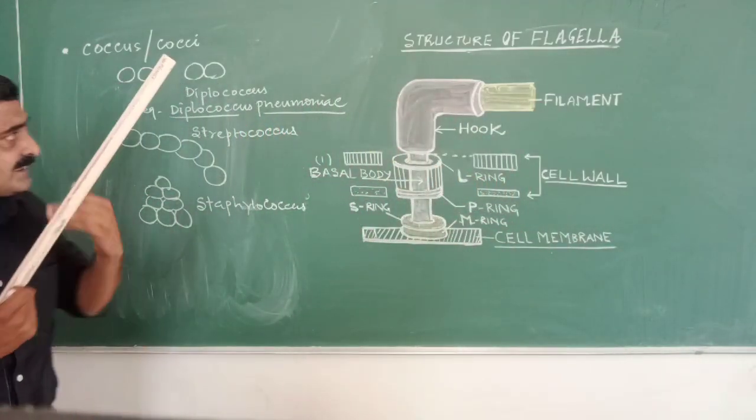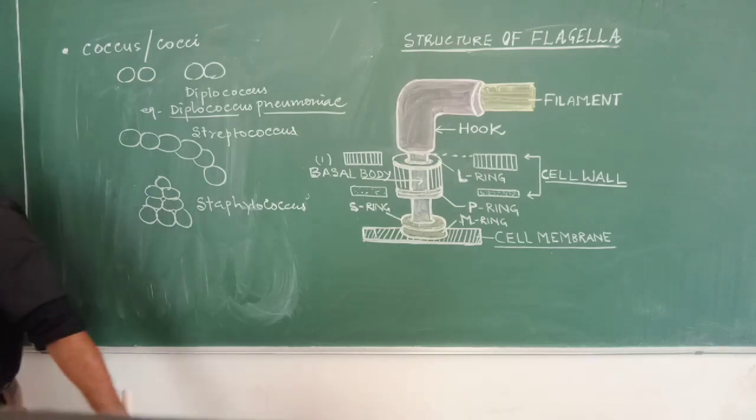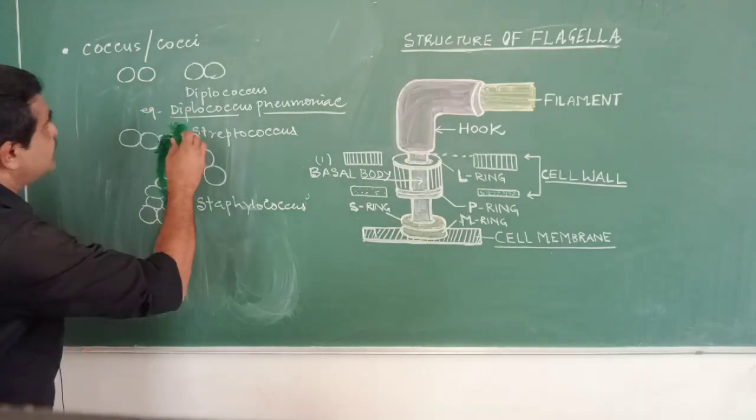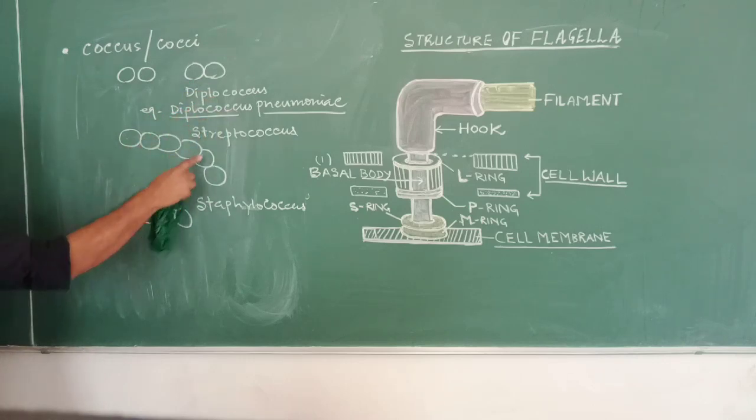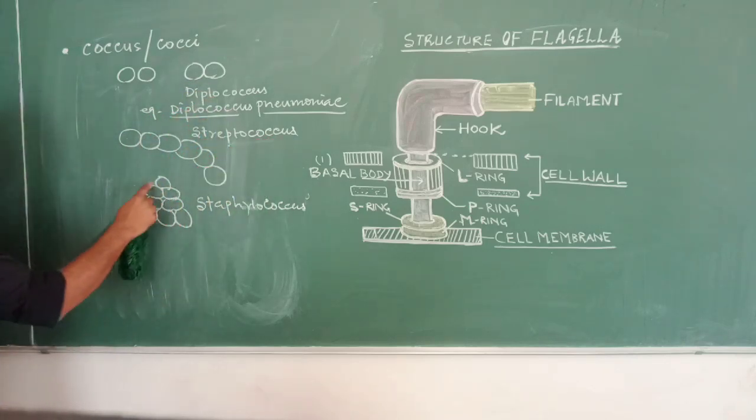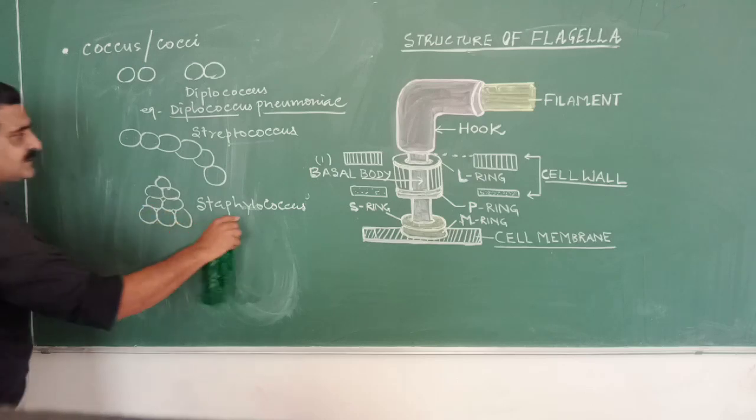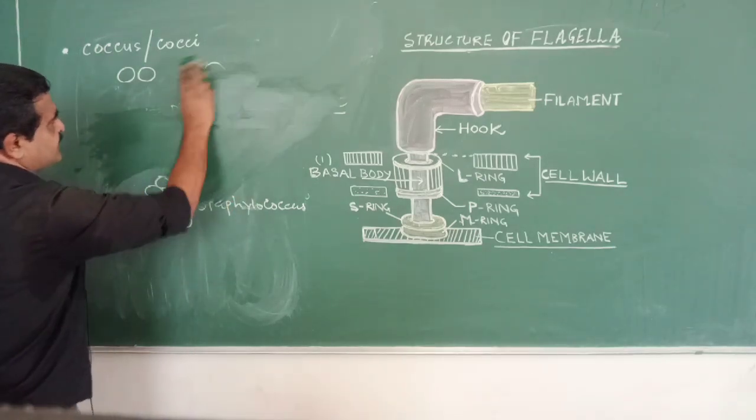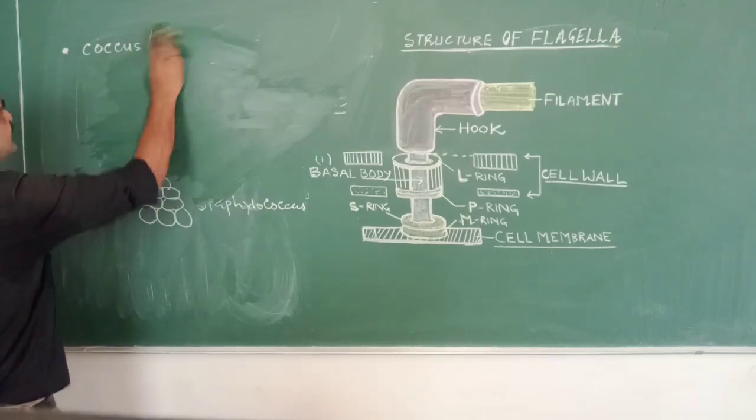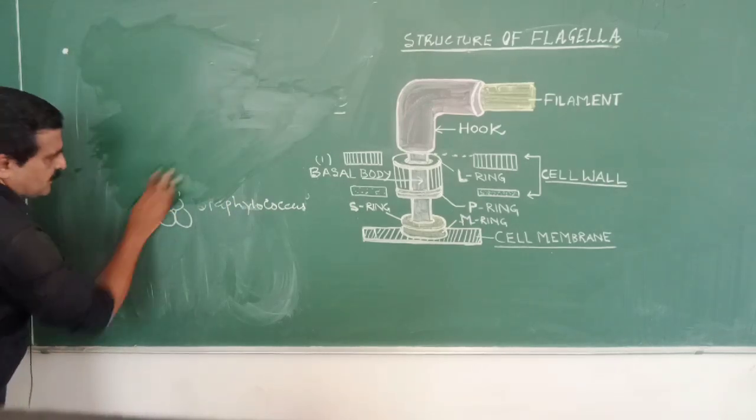Clear? Let's move on to another form. So cocci, or singular coccus, is found in the case of the pair as Diplococcus; when arranged in chain, Streptococcus; when arranged in grape-like structure, Staphylococcus. Now they are highly resistant bacteria. Clear? Example is Diplococcus pneumoniae.